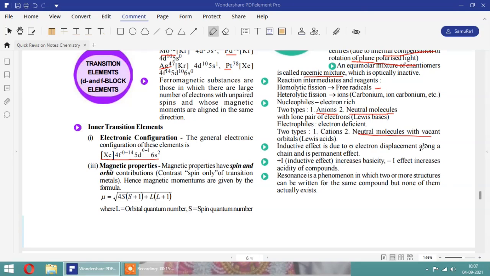The inductive effect is due to sigma electron displacement along the chain and it is a permanent effect. Plus I effect increases basicity. Minus I effect increases the acidity of the compound. You remember this one. Resonance is a phenomenon in which two or more structures can be written for the same compound, but none of them actually exists.